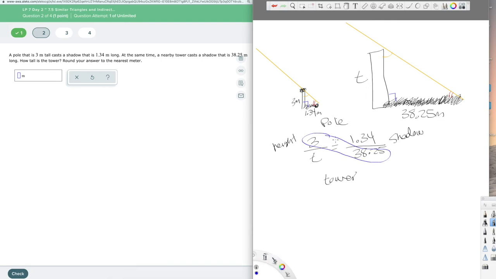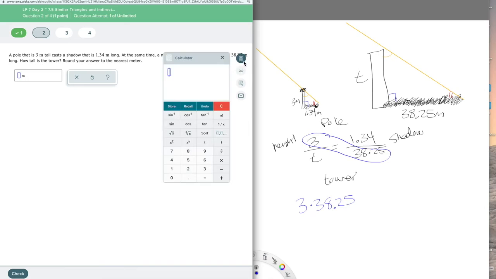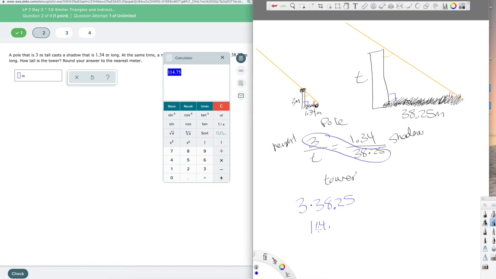So we're going to have 3 times 38.25, and I'm not going to do that one in my head because I don't want to mess it up, times 3, so 114.75. I don't know why there's two 1s there. Go away. 114.75, there we go. Equals, for whatever reason, I'm very worried about this color coding. All right, and then we have T times 1.34. So this is the idea, cross multiplication.